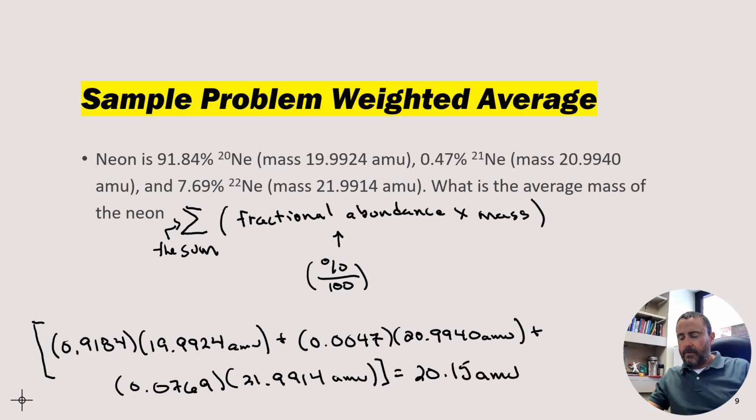Okay, so we get this to be 20.15 AMU. That's how we're going to calculate the weighted average of something, doing that sum of the fractional abundances times each one of their masses.